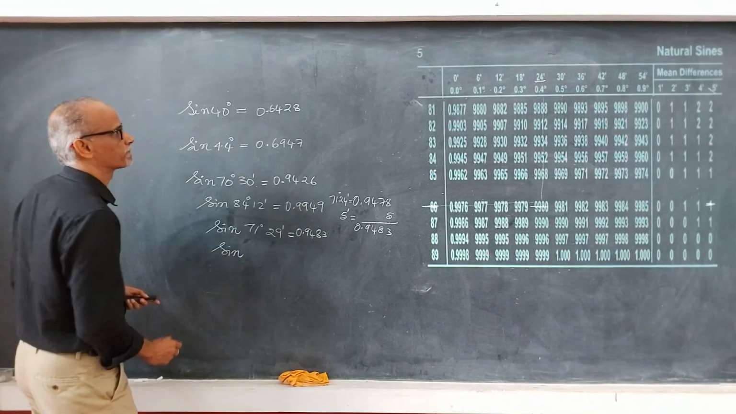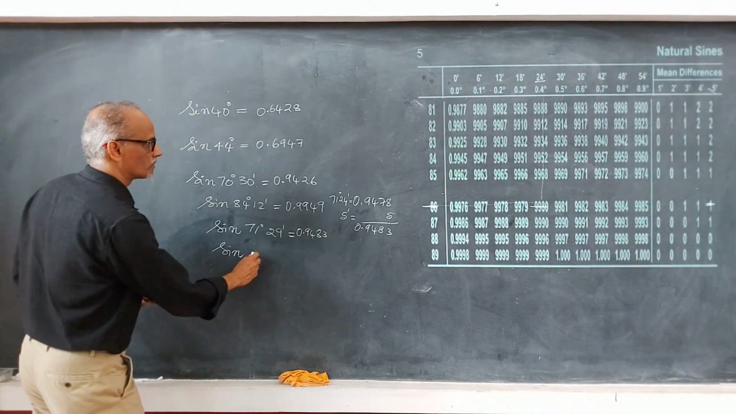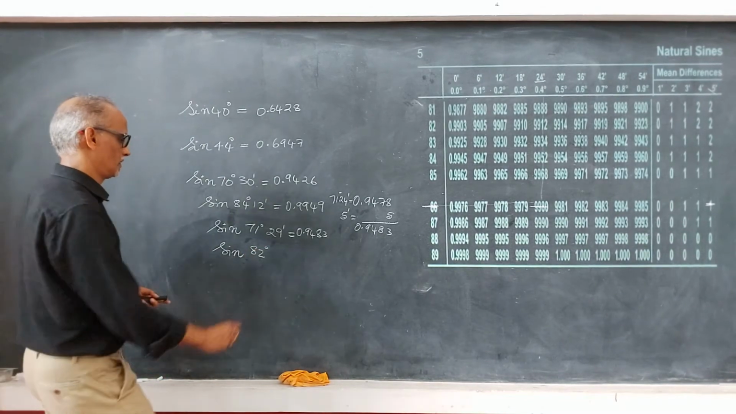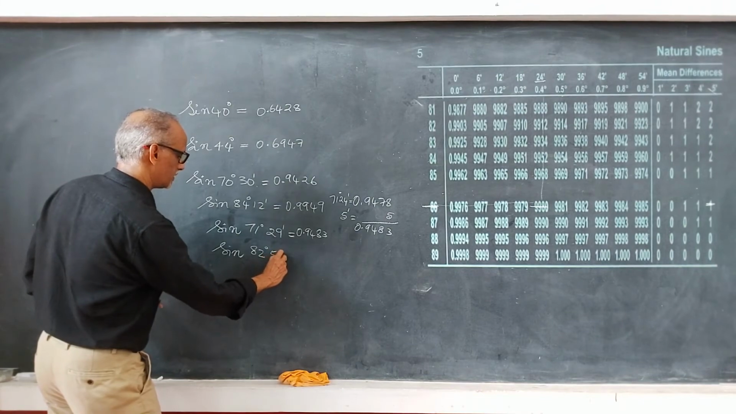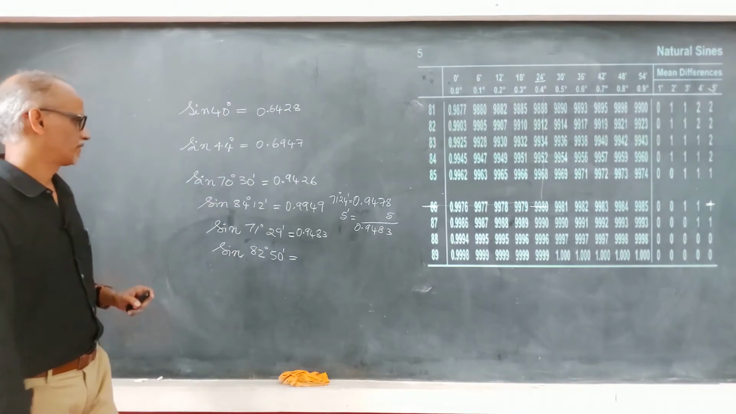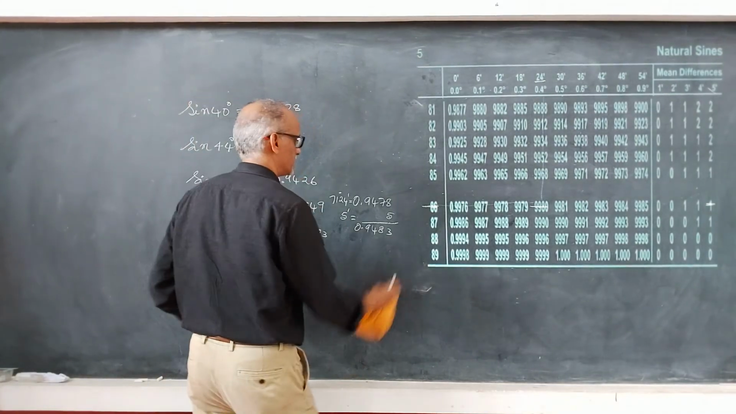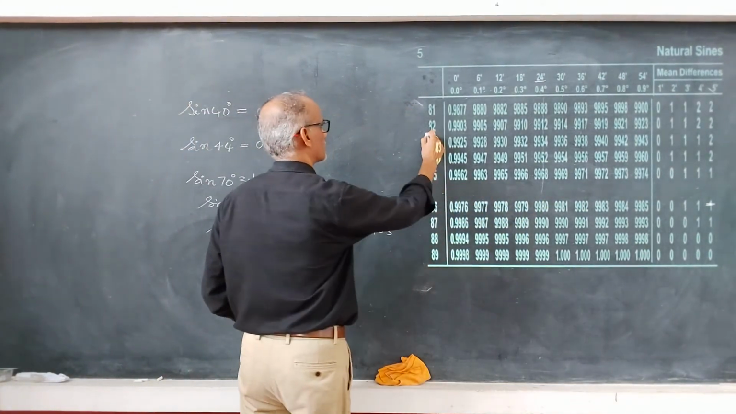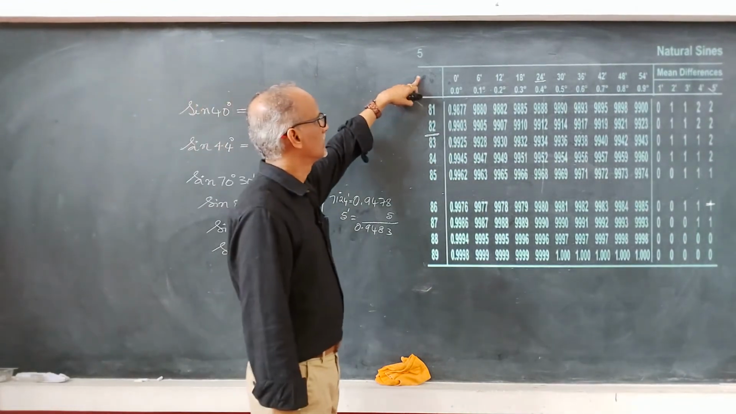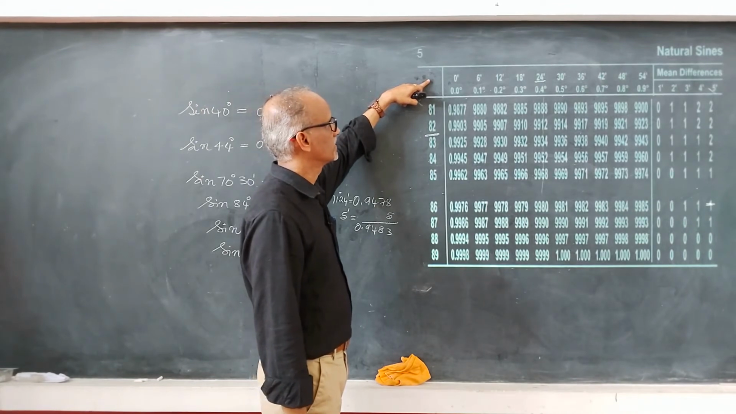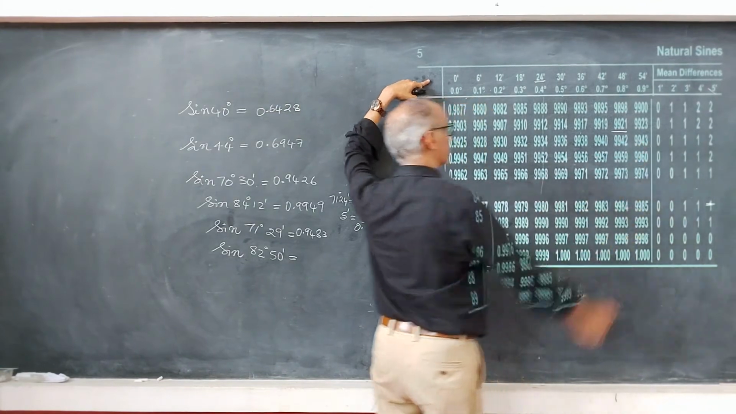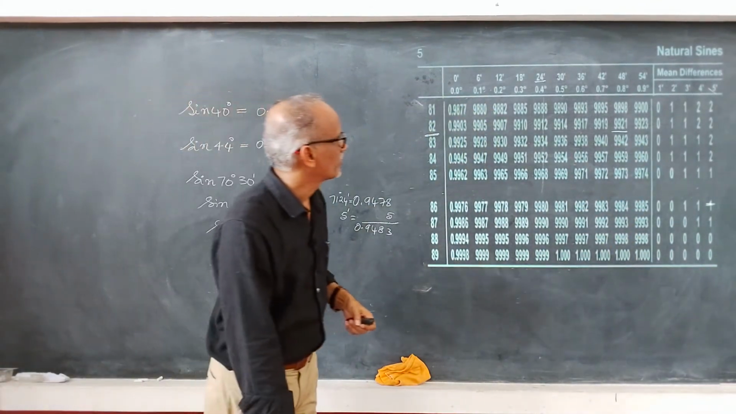Sine of 82 degree 50 minutes. So first, where is 82? 82 is here. This is 82. 50 minutes, check here: 0, 6, 12, 18, 24, 30, 36, 42, 48. 48 is there, we do not have 50, okay. So that will be 0.9921.